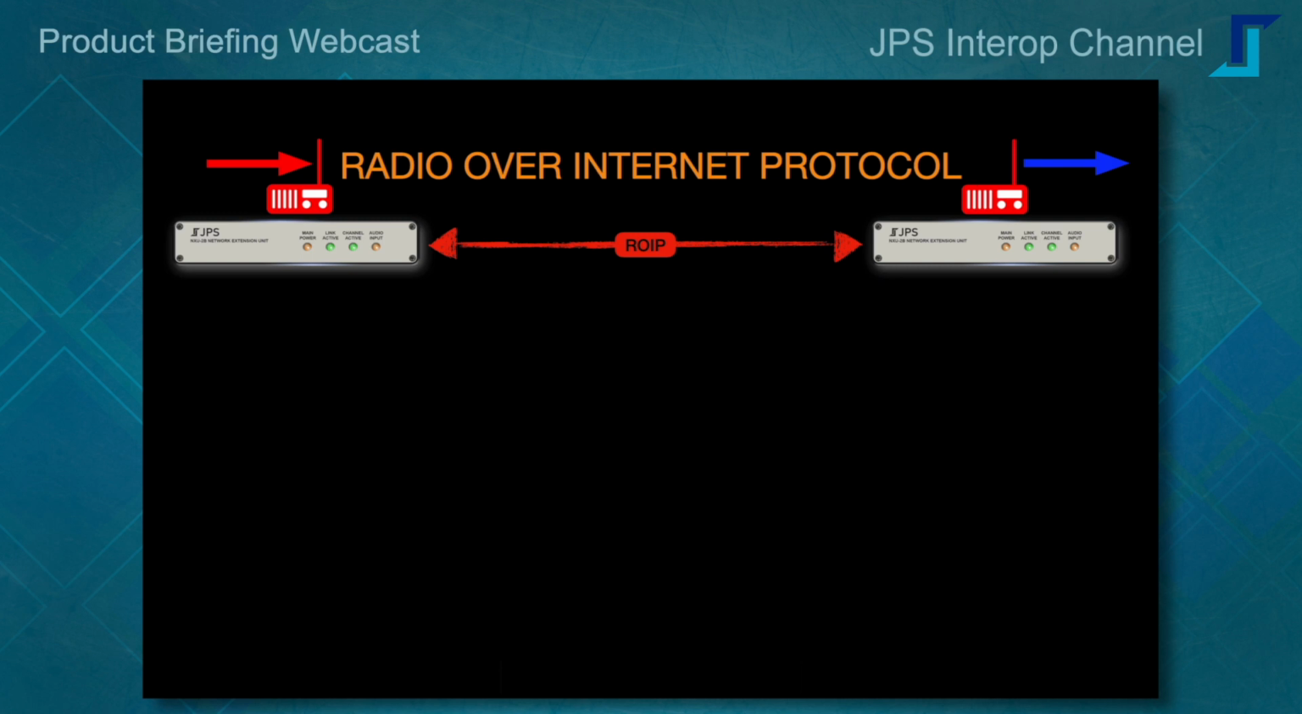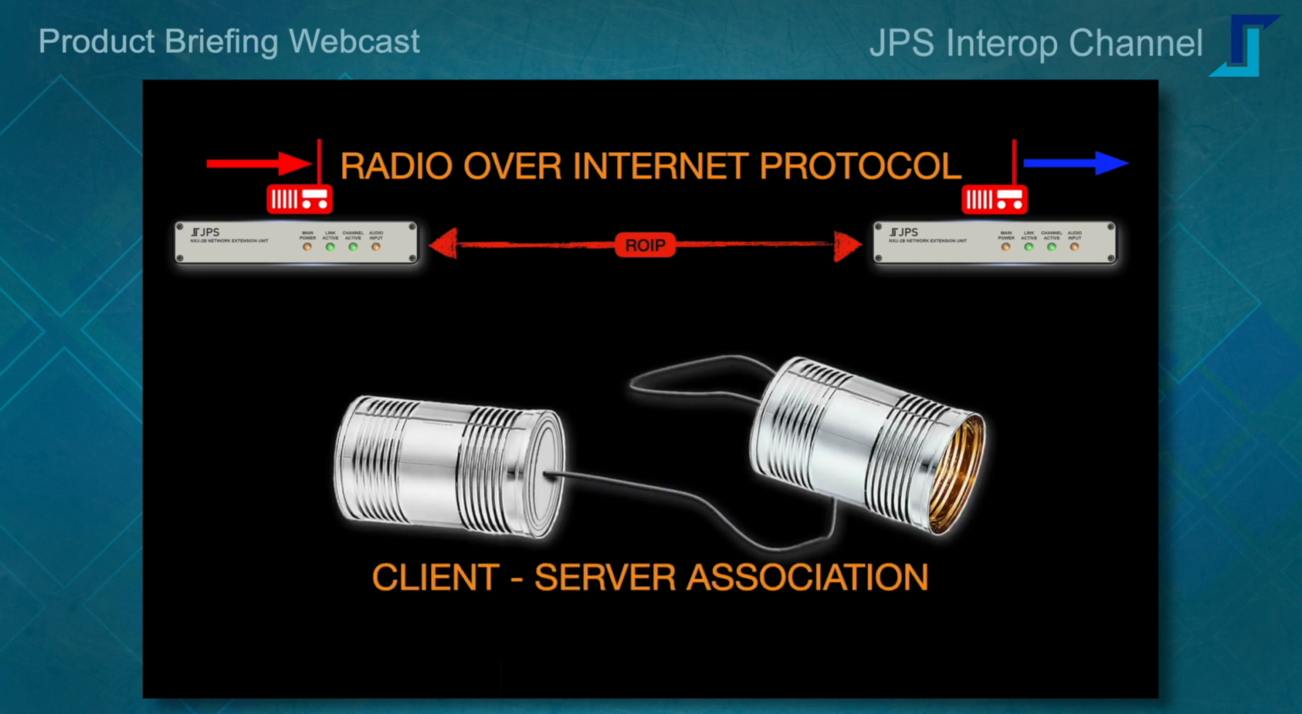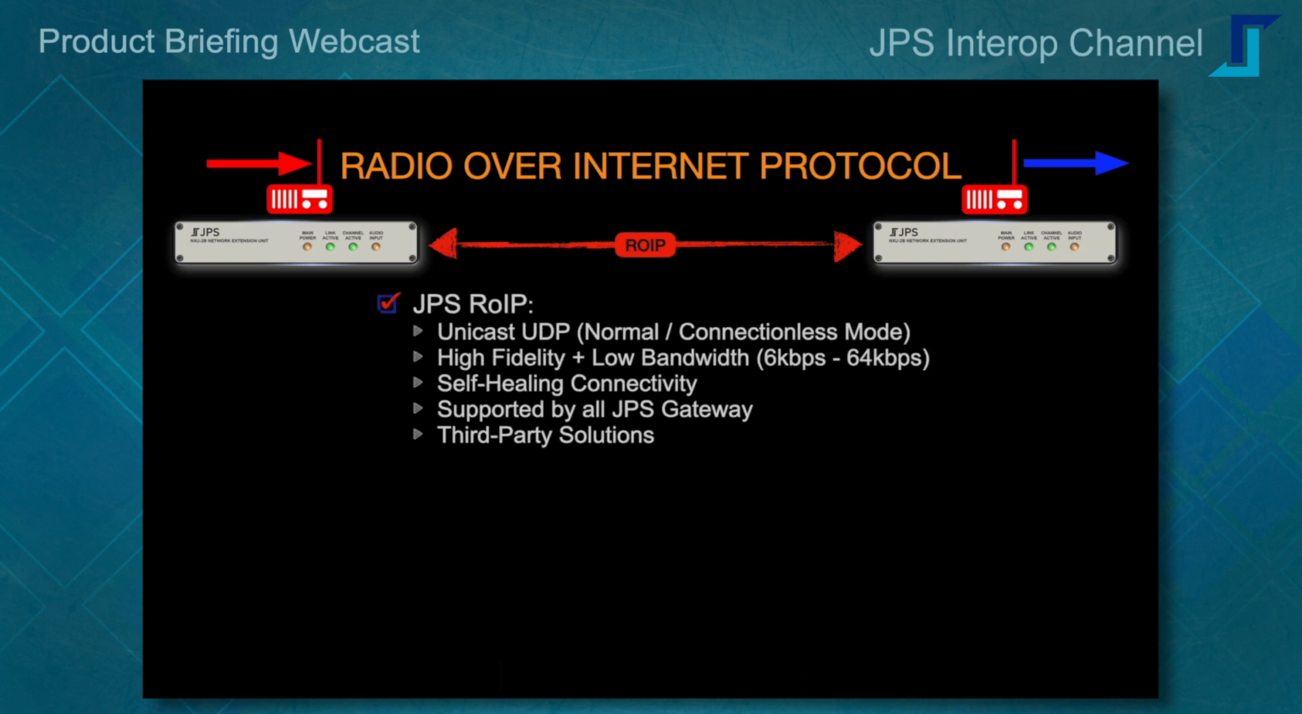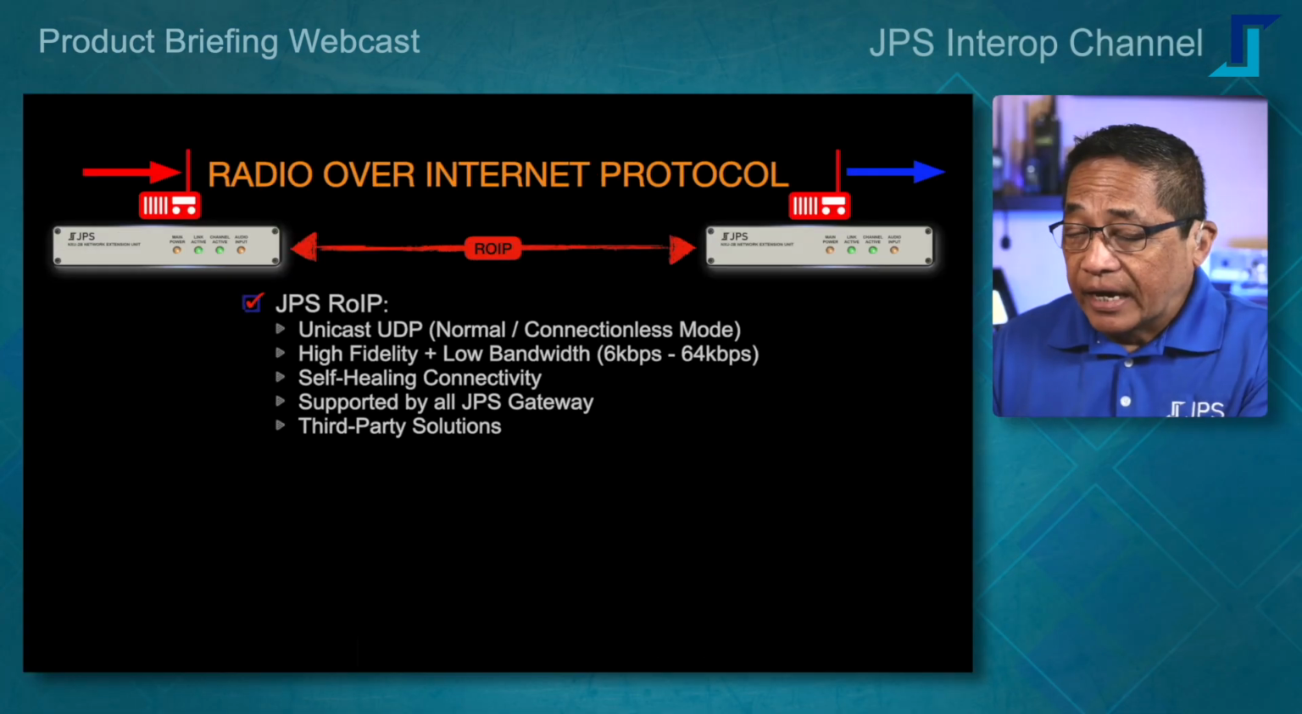One thing that I always like describing about JPS RoIP is that we use a client-server association model, very similar to tin cans on a string. It's a very strong bond between these devices, but it is a peer-to-peer connection. Again, it's a self-healing connection and a very radio-centric RoIP protocol that we've employed since 1999-2000 with our first generation NXU-2A device. Some of the benefits of peer-to-peer JPS RoIP, primarily unicast, is that it's very efficient.